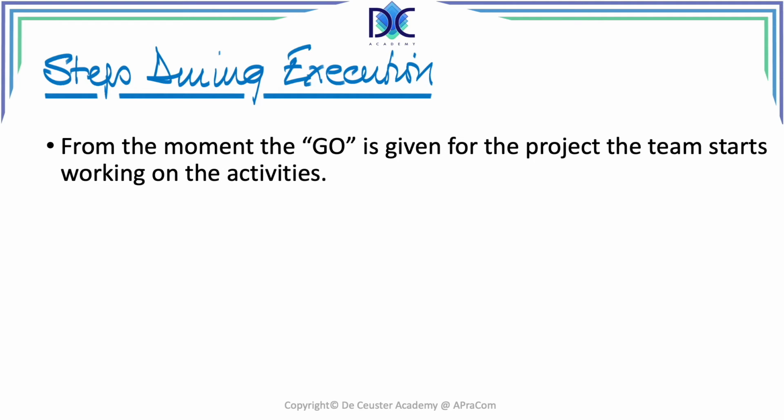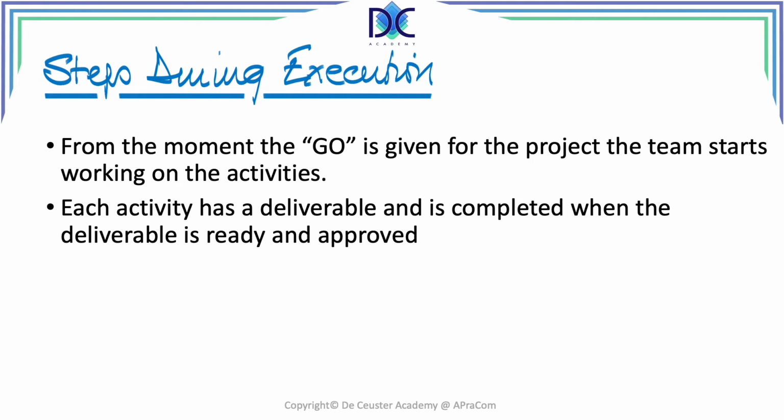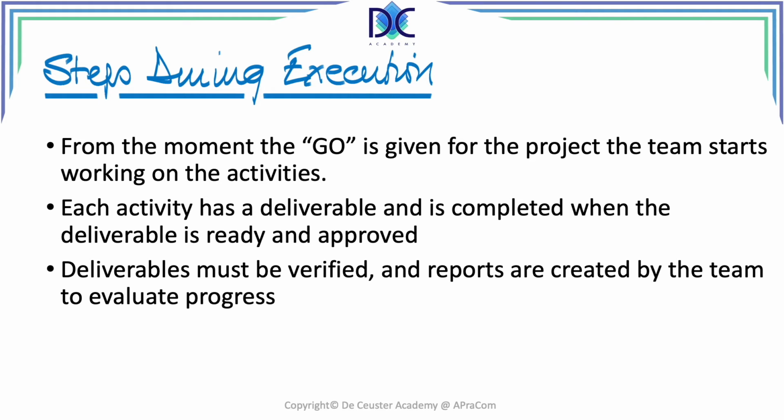What are we going to do during the execution step? The moment we get a go to start with the project, the team starts working on the different activities. Each activity has a deliverable, and the activity is completed when the deliverable is ready and approved. So basically we start working on that activity. We get the deliverable, and we have to verify that it is compliant with the specifications, and we have to share the information about the execution to evaluate progress.